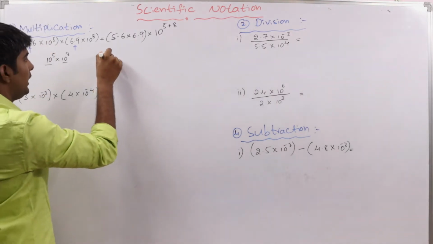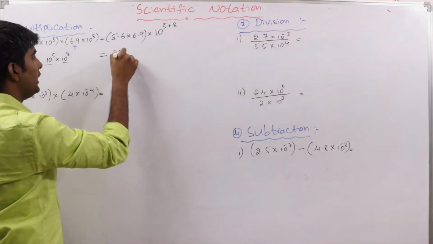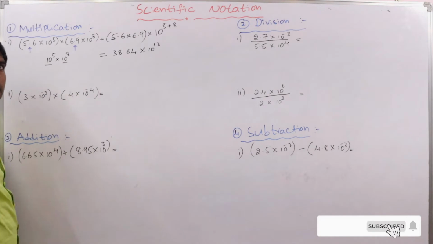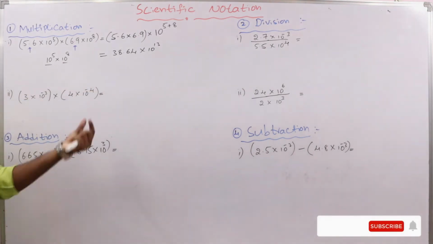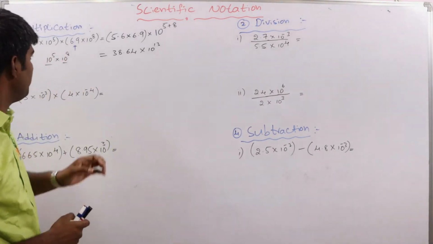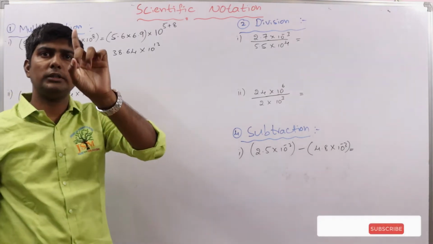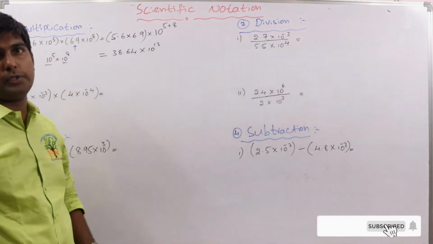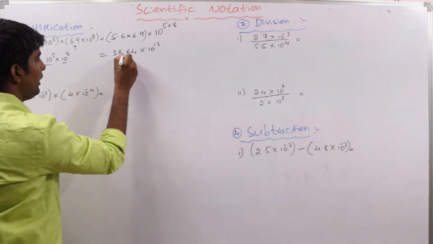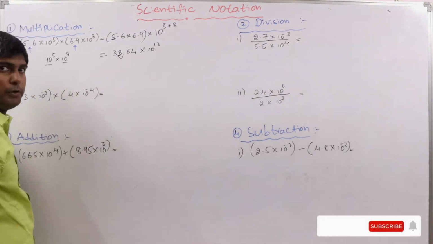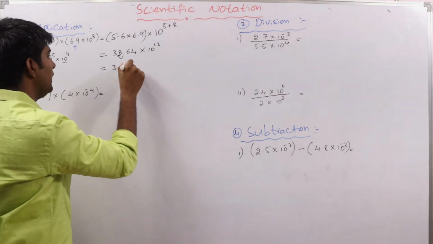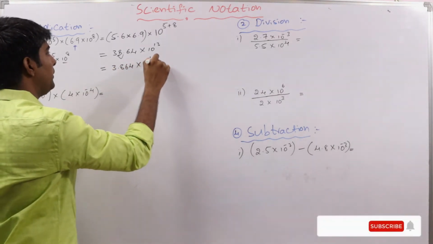Now if we multiply these two, we get 38.64 into 10 power 5 plus 8, which is 13. But look at this answer: it is not in scientific notation. According to scientific notation, we must have only one non-zero digit to the left side of the decimal point. So we have to shift this decimal point one position to the left. The answer in scientific notation will be 3.864 into 10 power 14.